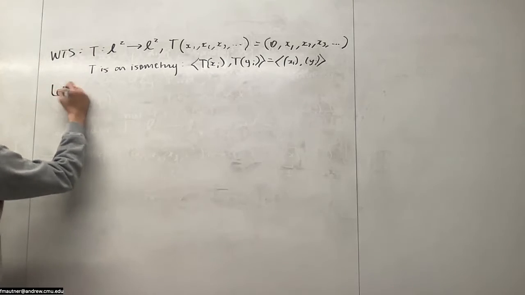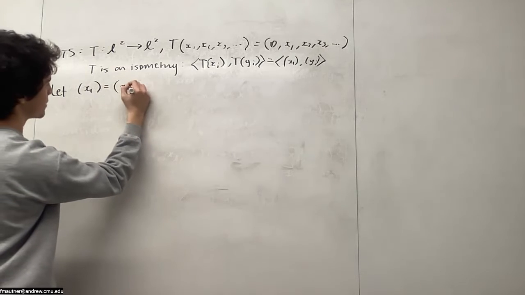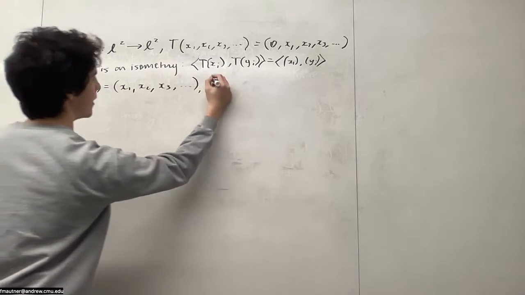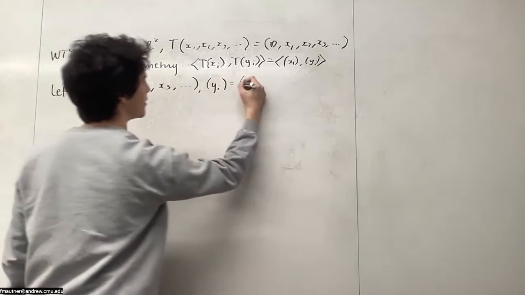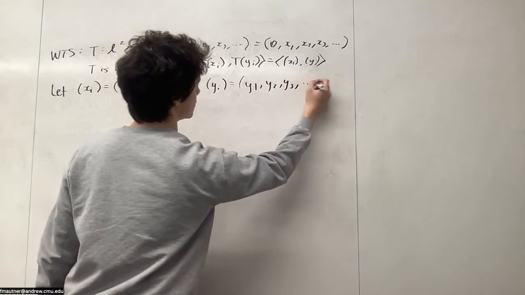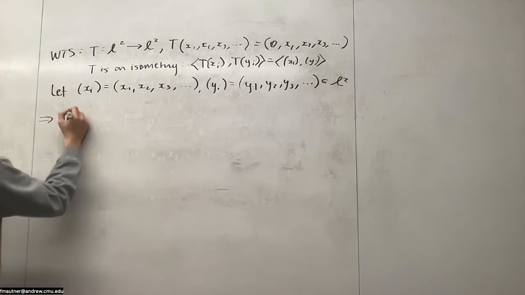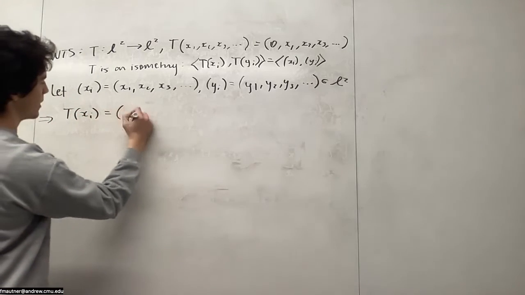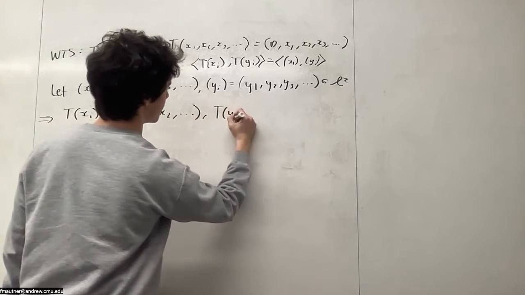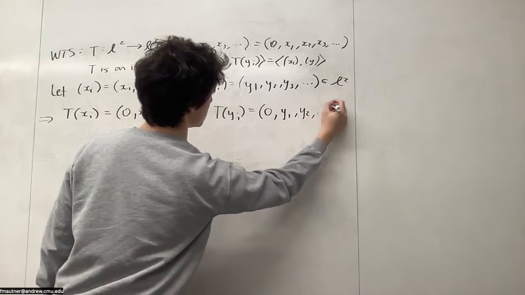So let some arbitrary generic xi and yi be x1, x2, x3, and so on, and yi be the exact same thing but with y's: y1, y2, and so on and so forth. Both these vectors are in L2. And that means that if we take T of xi, we get 0, x1, x2, and so on, and T of yi is the exact same thing: 0, y1, y2, and so on.